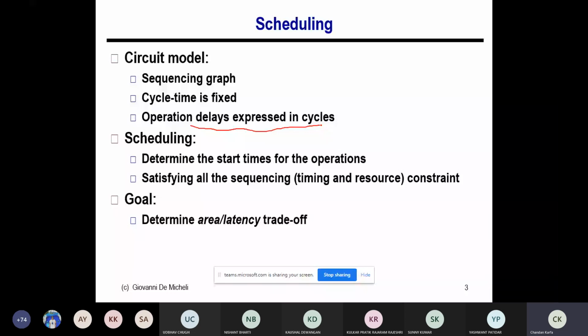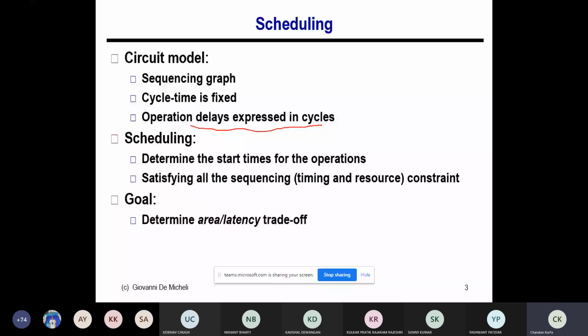Why start time? Because if I schedule an operation in, say, time step 5, and I know it is a 3 cycle operation, then it is 5, 6 and 7. So I know that if the start time is 5, the operation is going to execute in time steps 5, 6 and 7, right? So scheduling informally determines the start time of each operation, obviously satisfying all the resource and timing constraints.